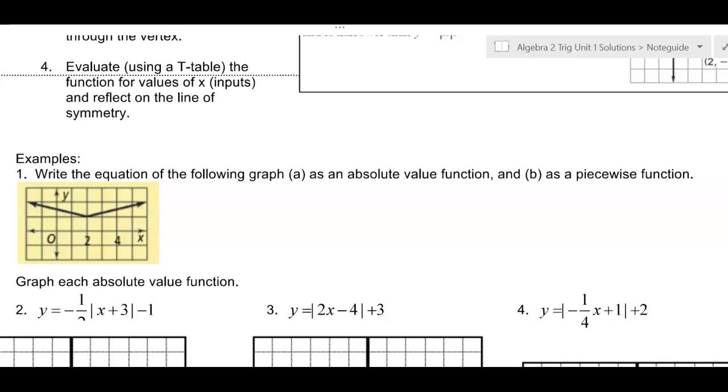All right, this first example, we're doing 2 things. We're going to write the equation as an absolute value function and then also as a piecewise function. So when we talk about part A and we're talking about writing it as an absolute value function, we're looking at filling in this information.